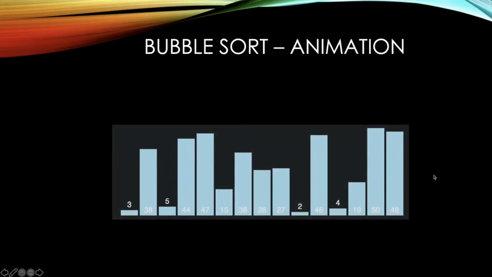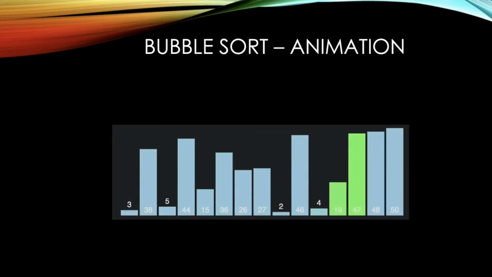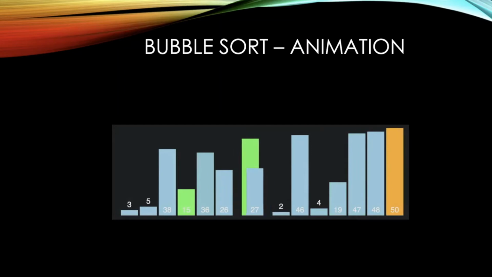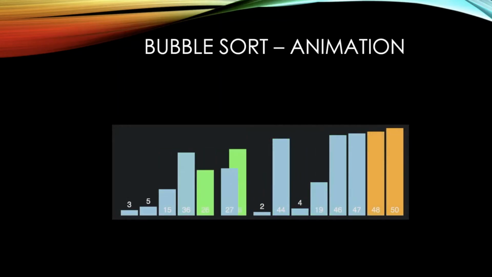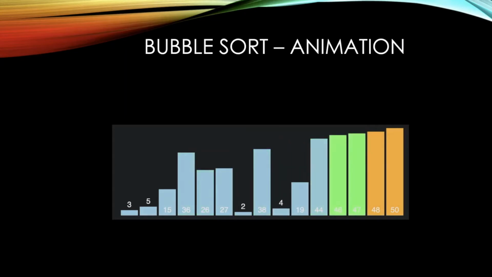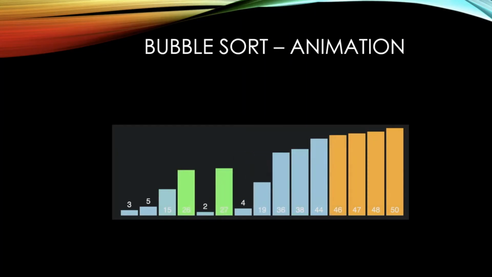So in the animation, we'll keep comparing every adjacent value until we get the greatest one at the end. We then repeat continuously until we have a sorted array. And in the end, the array gets sorted.